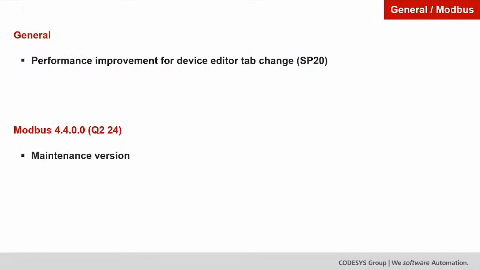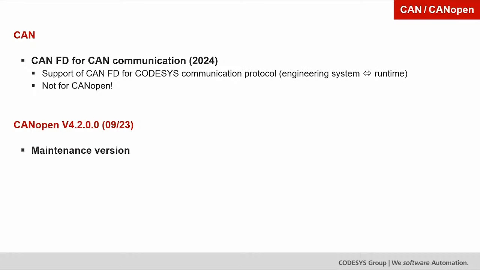In the field buses and devices area, I would first like to point out a general performance improvement when changing tabs in the device editor. This comes with Service Pack 20. Our Modbus library will shortly receive an update containing various bug fixes and minor improvements. We will be working on CAN-FD in this year, but only for the CODESYS communication protocol. That means communication between the programming system and the runtime. There are no plans yet to support FD in our CANopen solution. There was a new CANopen version 4.2 in last September, which mainly contained bug fixes.